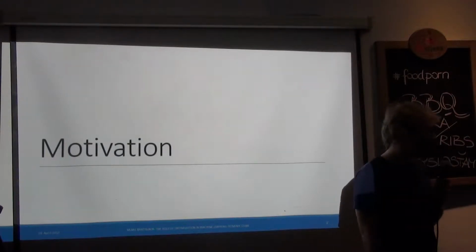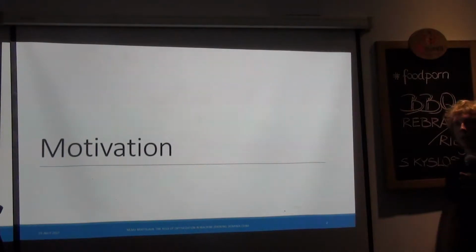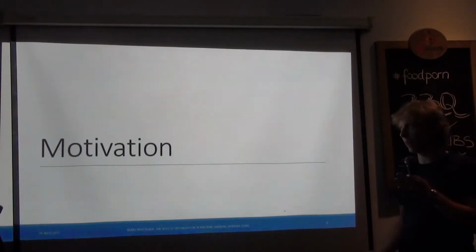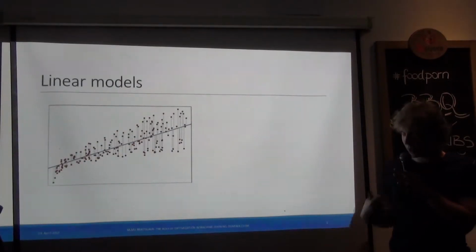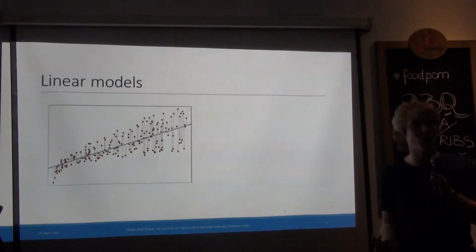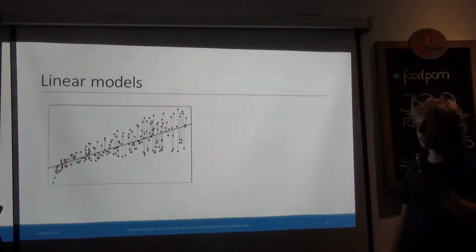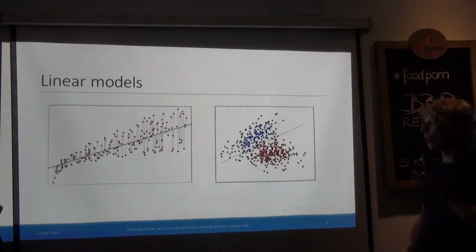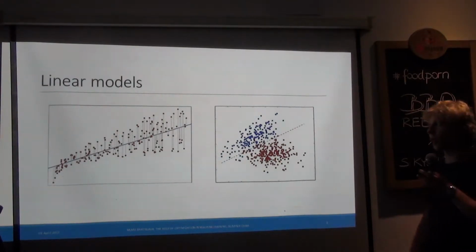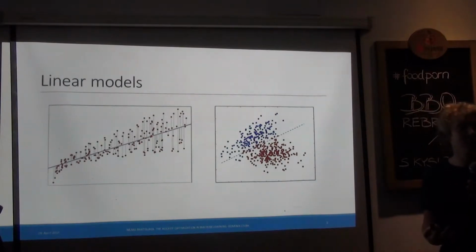So the first part is basically about motivation. Why do I actually want to talk about optimization in machine learning? And the reason is simple. Most of the machine learning models can be written down as some sort of optimization problems at the end. So if we take, for example, linear regression, as it is used in most cases, or linear classification, or logistic regression it's often called, they can be written down as a very simple optimization model.